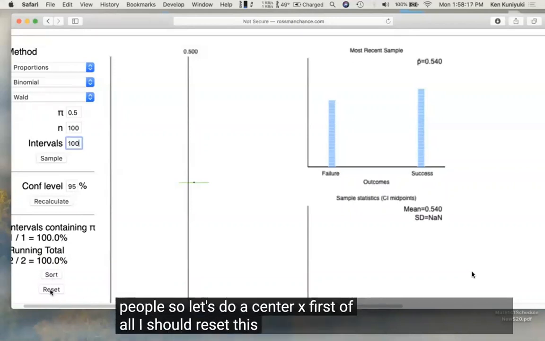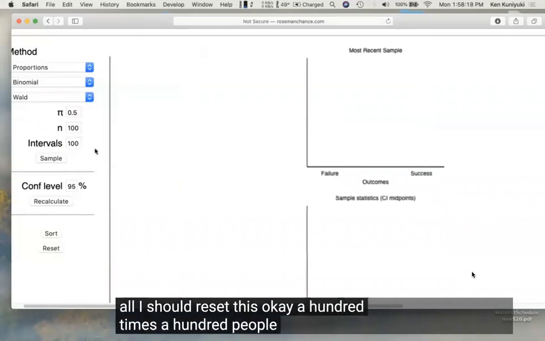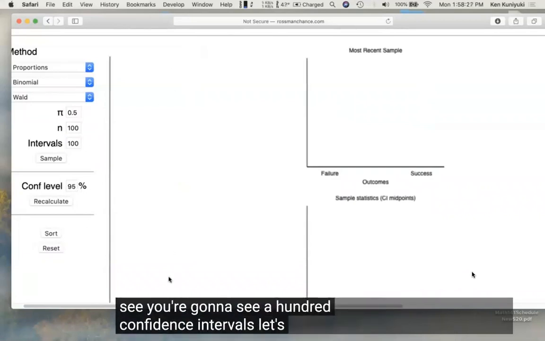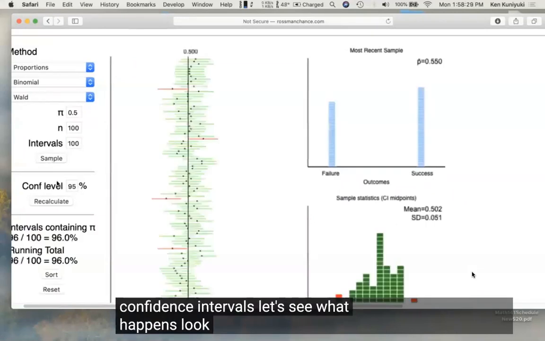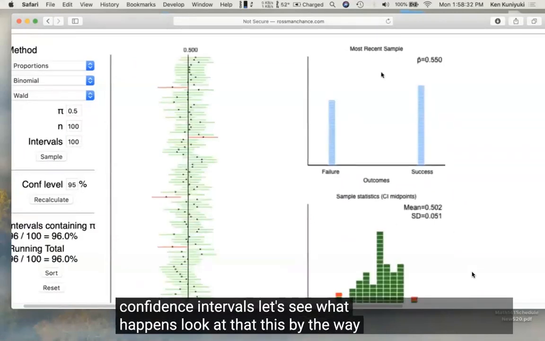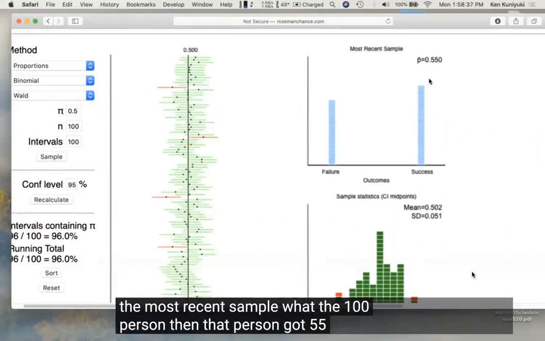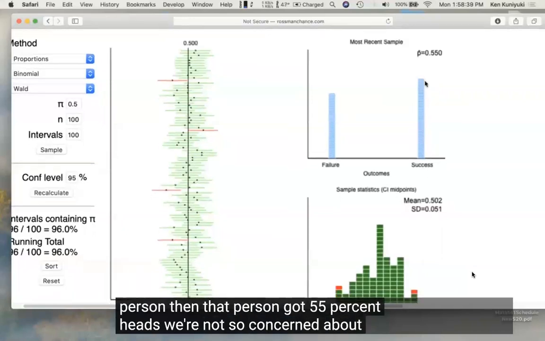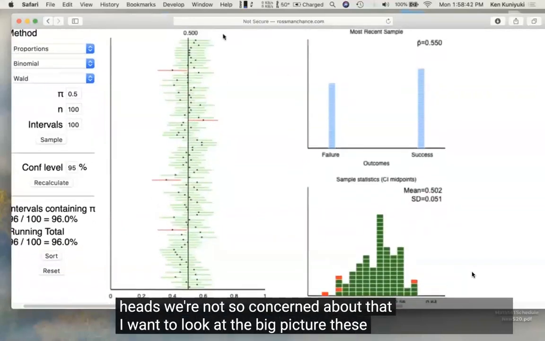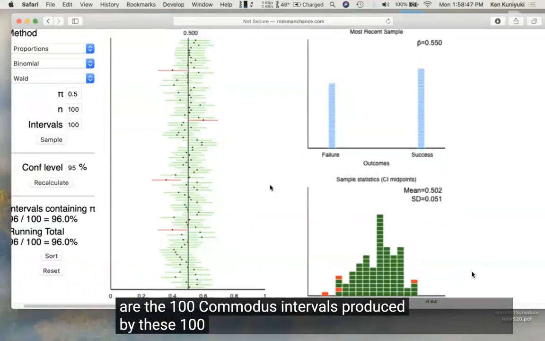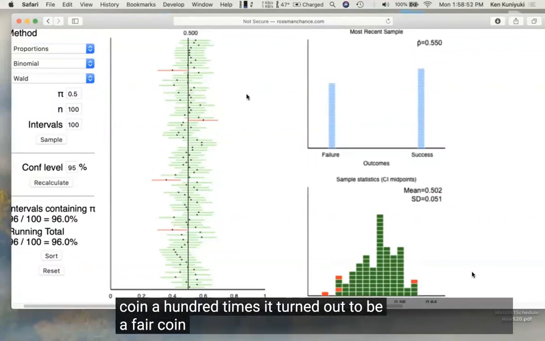First of all, I should reset this. Okay, 100 times, 100 people replicating this random experiment. What do you think you're going to see? You're going to see 100 confidence intervals. Let's see what happens. Look at that. This, by the way, is the most recent sample, what the 100th person did. That person got 55% heads. We're not so concerned about that. I want to look at the big picture. These are the 100 confidence intervals produced by these 100 people when they flip this coin 100 times. It turned out to be a fair coin.